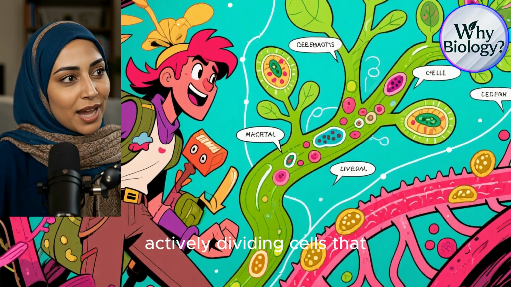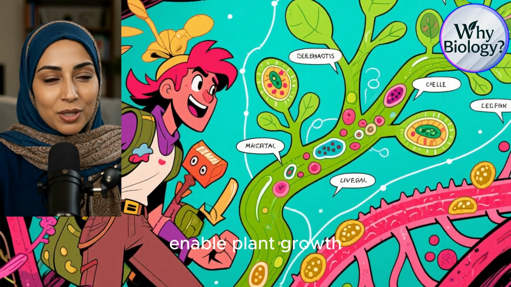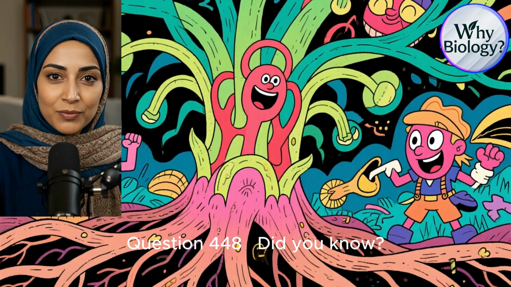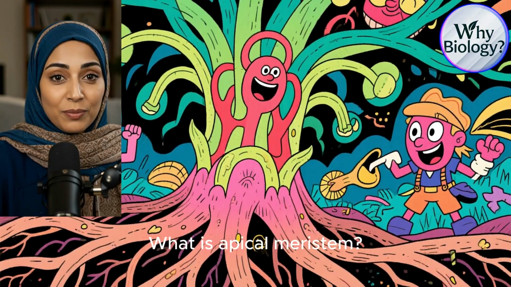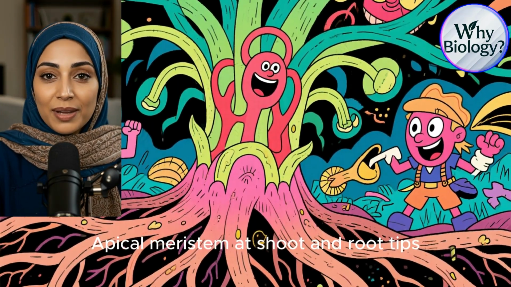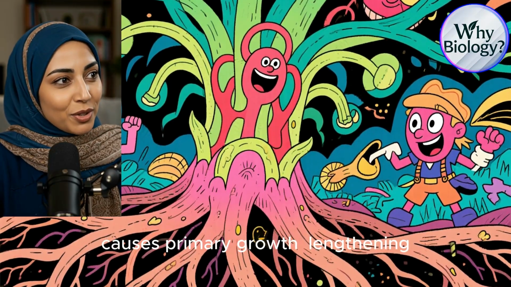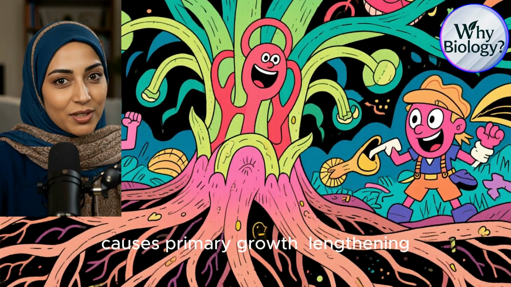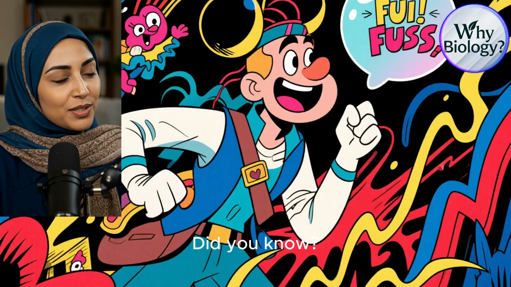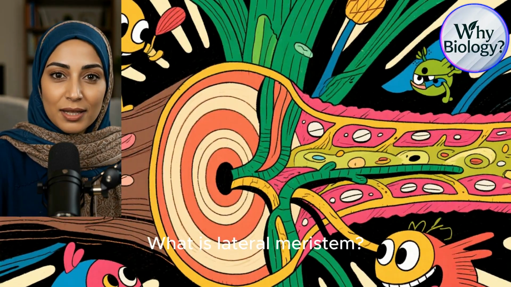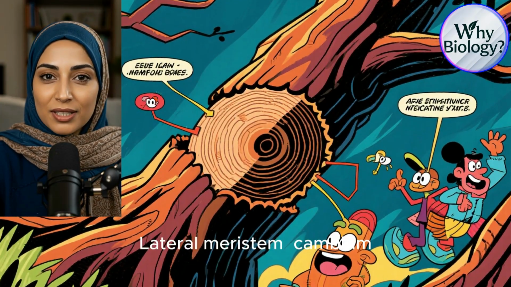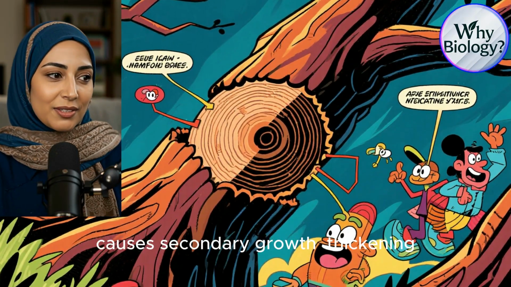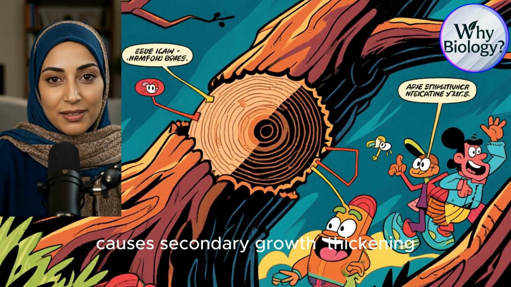Meristems are regions of actively dividing cells that enable plant growth. Question 448. Did you know? What is apical meristem? Apical meristem at shoot and root tips causes primary growth, lengthening.